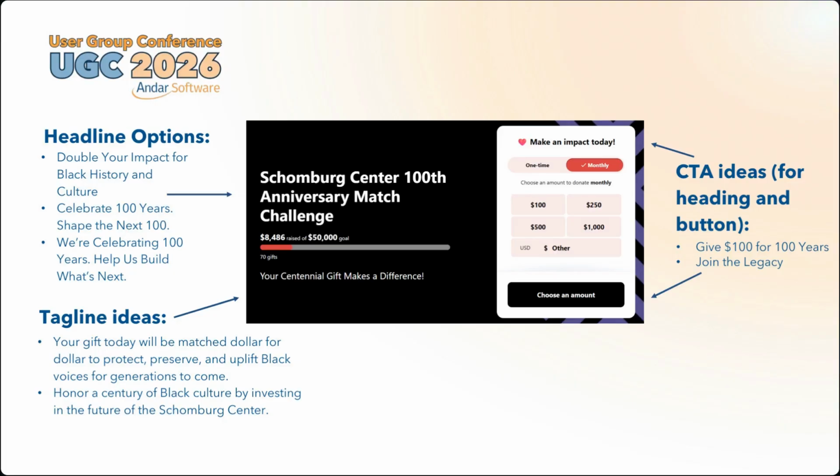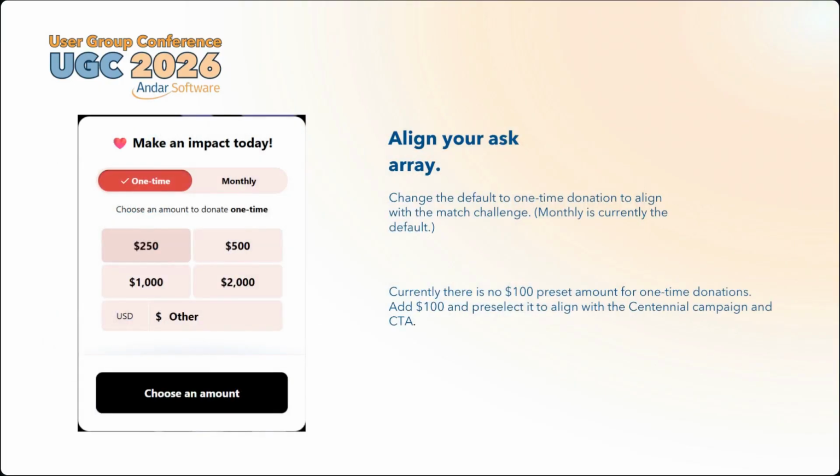So here we took their donation page and we updated the headline and the tagline to better reflect the impact of this campaign. And then we also took the generic CTA button and customized it for this campaign. That was one of the things we did that really made a difference. We also made sure that their ask array was aligned. They had an option here. It was actually preset to default to monthly donors, but that wasn't really the goal of this campaign. So it didn't really align.